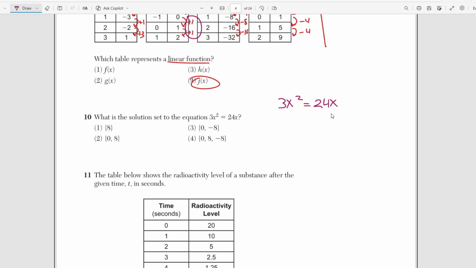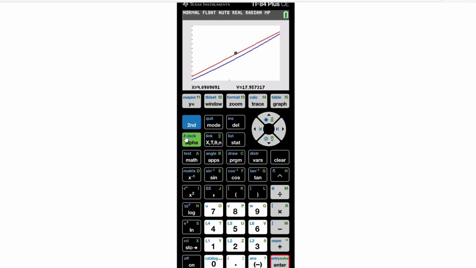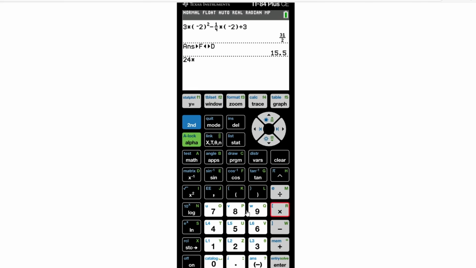All we have to do here really is just verify which values of x make both sides of the equation equal to each other. They already gave us the possible solution sets, so why don't we just plug them in and see which ones are correct? If I plug in 8 to both sides, I have 3 times 16 is equal to 24 times 8, okay? Is that true?